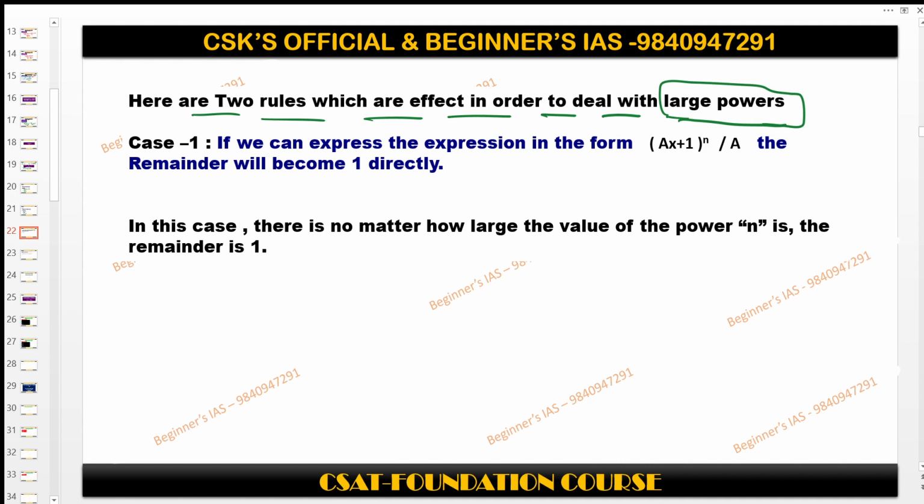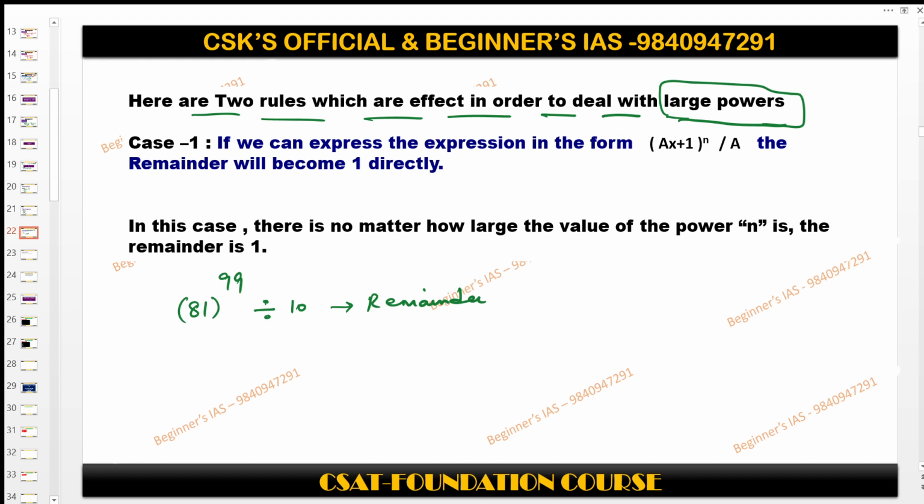For example, let us take 81 to the power 99. When it is divided by 10, what is the remainder? Normally, if you don't know the logic, your mind goes like this: 81 into 81 into 81, 99 times, then you need to find the product, and then find the remainder. This only comes to mind actually. But if you know the logic, you can easily solve it.